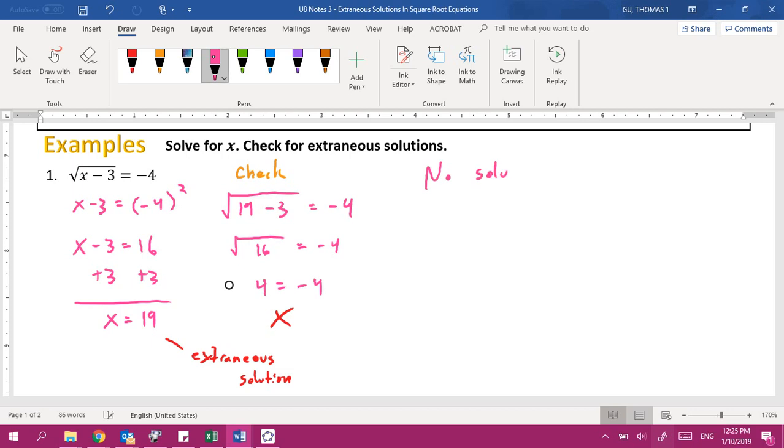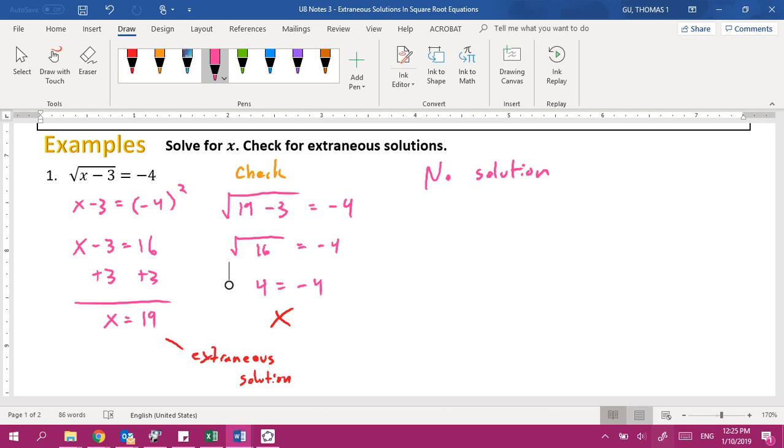Extraneous solution is just a way to describe the solution. But your actual answer is no solution because you didn't get any solutions that worked, right? You only got extraneous solutions. Okay? So that's how you would know by working it out.